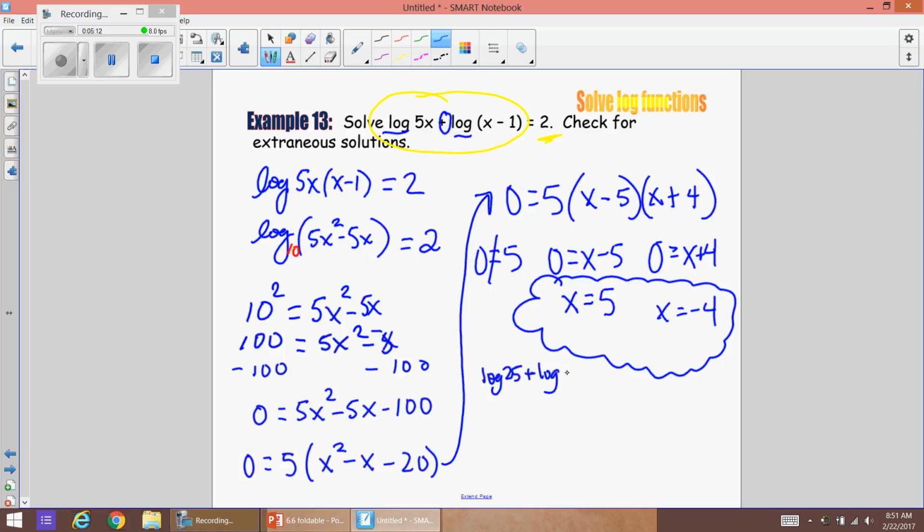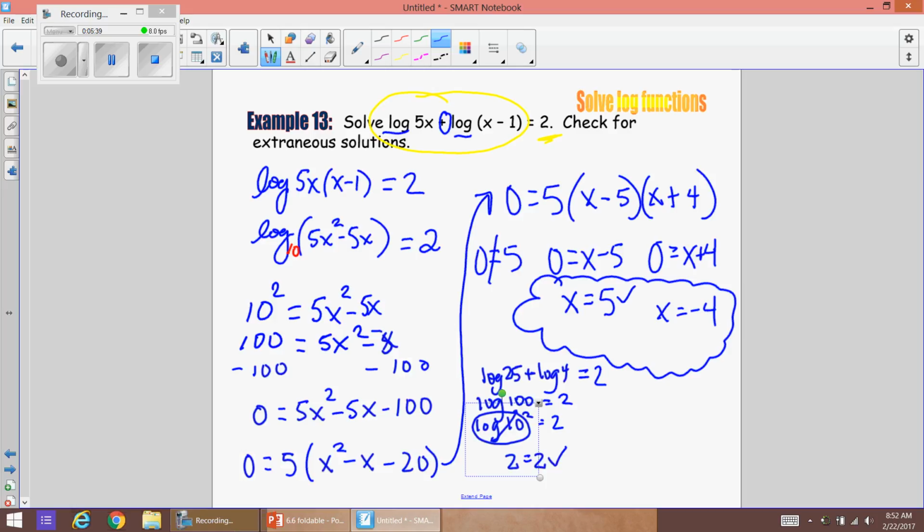That's 5 minus 1 is 4. It's supposed to equal a 2. You can plug it straight in your calculator if you want, or you can go with the rule that you know you're allowed to multiply. So this is the log of 100 equals 2. So that's log of 10 squared equals 2. And the log, invisible base 10, of 10 cancels, leaving 2 equals 2. Hey, guess what? 5 checked.